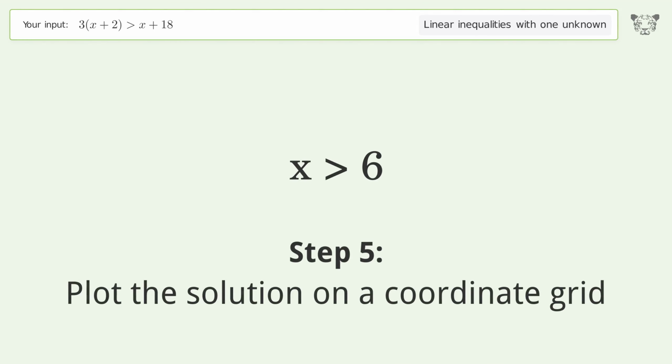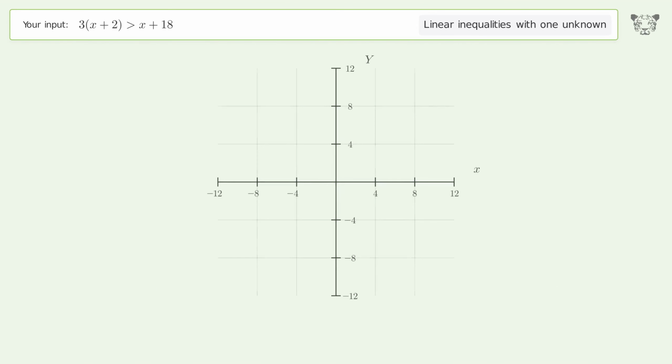Plot the solution on a coordinate grid. And so the final result is x greater than 6.